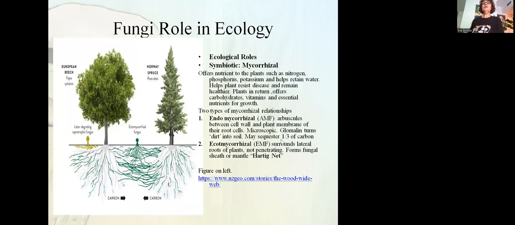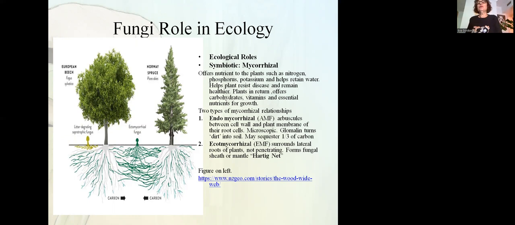All right, so now we're going to talk a little bit about the fungal role in ecology, and this is extremely important. This is probably the most important thing that fungi are known for. So they have a really important symbiotic relationship with plants, and the ones that have this relationship with plants are called mycorrhizal. They offer nutrients to the plants, such as nitrogen, phosphorus, potassium. They help retain water. They protect them from diseases, and the plant is overall healthier. Plants, in return, offer carbohydrates, vitamins, and essential nutrients for the growth of the fungus.